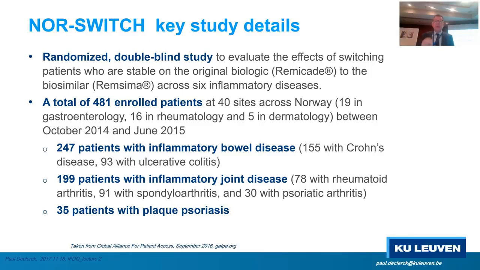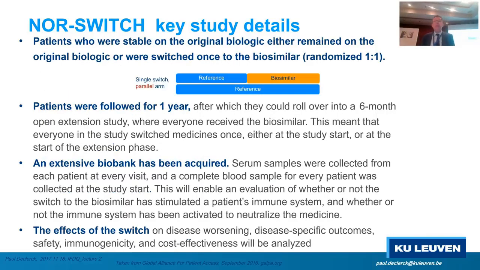It's important to realize that those 500 patients are a very heterogeneous population, with, on the one hand, inflammatory bowel disease, on the other hand, inflammatory joint diseases, and also plaque psoriasis. And within those different indications, also different sub-indications: rheumatoid arthritis, spondyloarthritis, psoriatic arthritis. So this is a very heterogeneous population, only 500 patients. It was a single switch, parallel arm study, and the duration was 1 year.